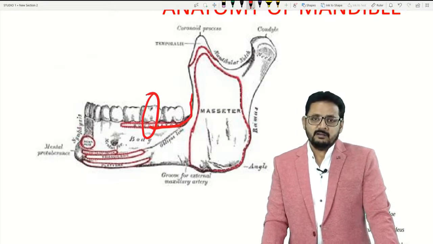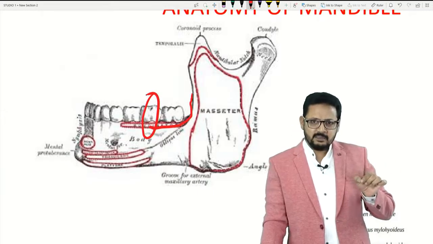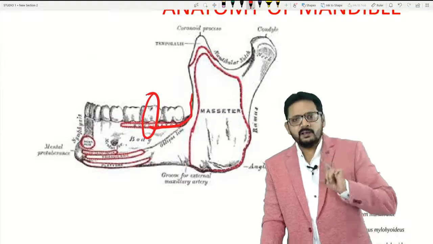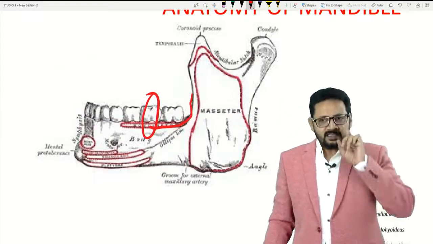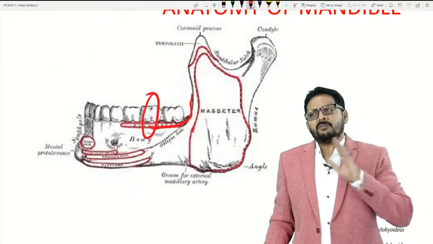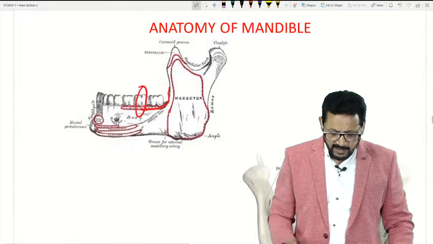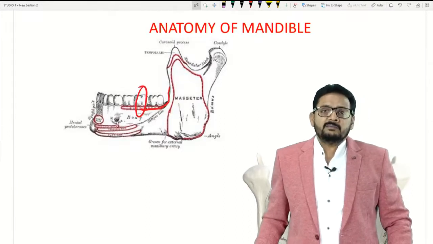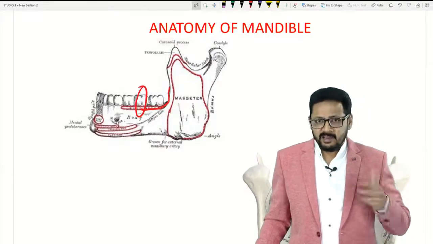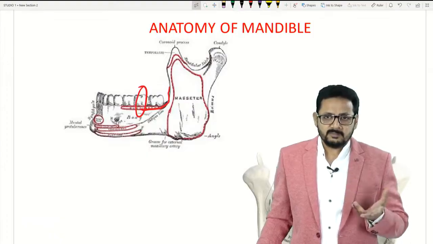So wherever the external oblique ridge ends is the area of your second molar. That is where you have to put your first implant. A lot of people, I have seen them putting the implant in the retromolar region. See, I am not making fun of anybody here. Even I have done that in my initial days, not knowing about this.